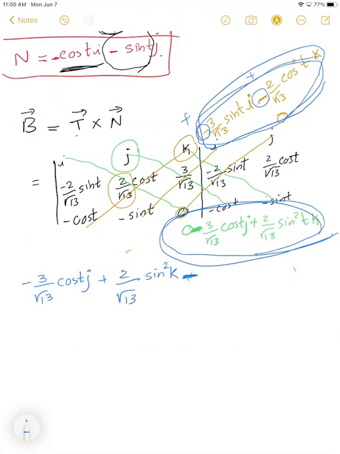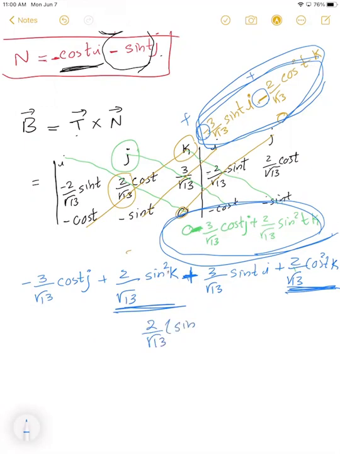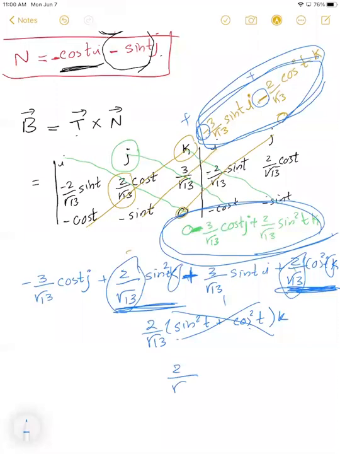This negative negates these two and they become positive: 3 over the square root of 13 sine t i plus 2 over the square root of 13 cosine squared k. This is a k component and this is a k component, so I can add these two. If I factor 2 over the square root of 13 and a k from both of them, they're like terms. Then I get sine squared plus cosine squared, that's 1. So I'm left with 2 over the square root of 13 k.